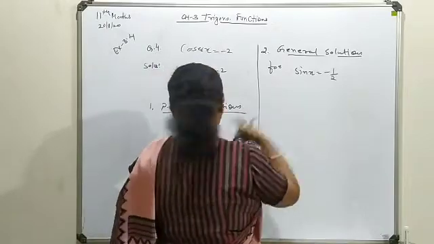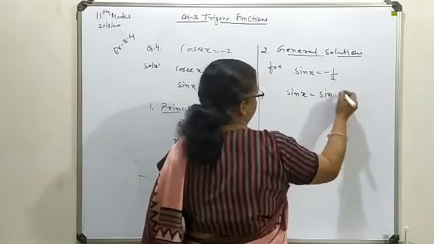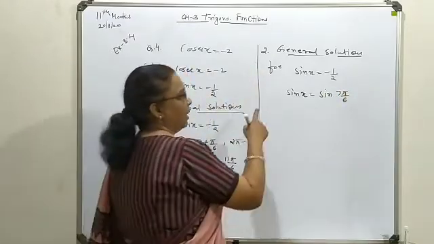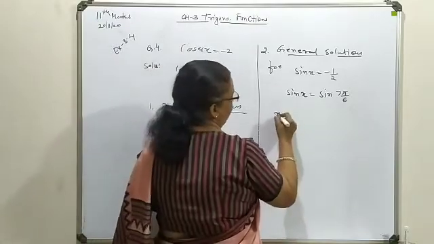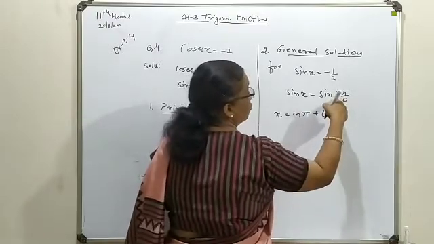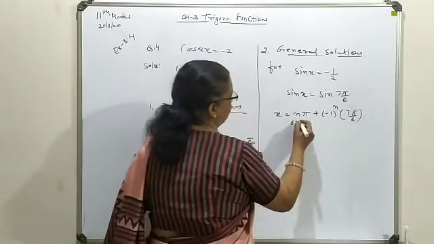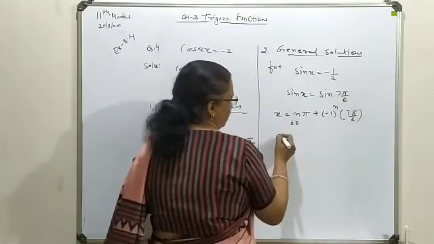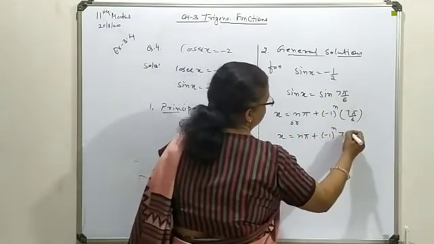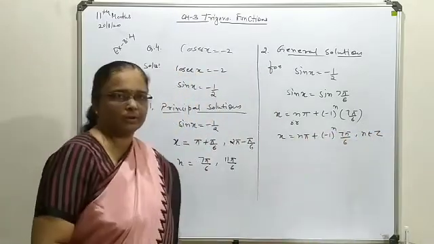So first I am going to write the same angle, sin x as a sine 7 pi by 6. Here y is 7 pi by 6. Now general solution is x is equal to n pi plus minus 1 power n into y. Y means what? 7 pi by 6. Nothing is to be adjusted as such, it is to be copied, where n belongs to Z. So this way this sine solution is to be written.